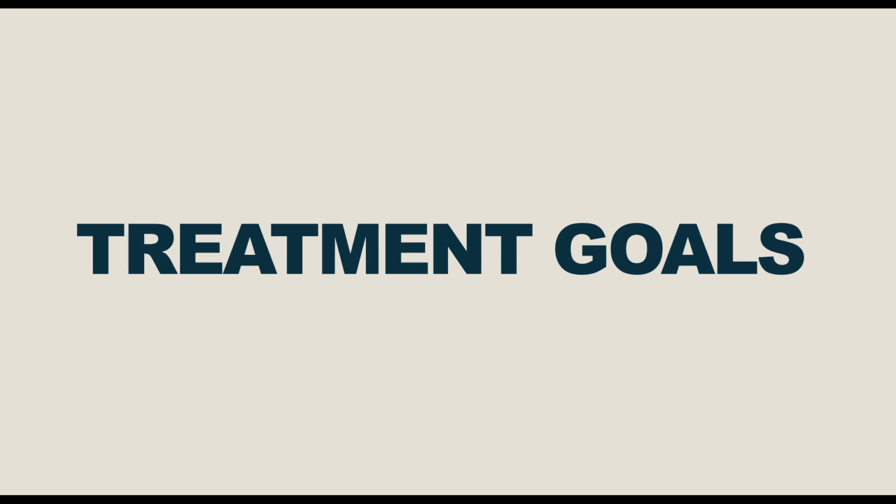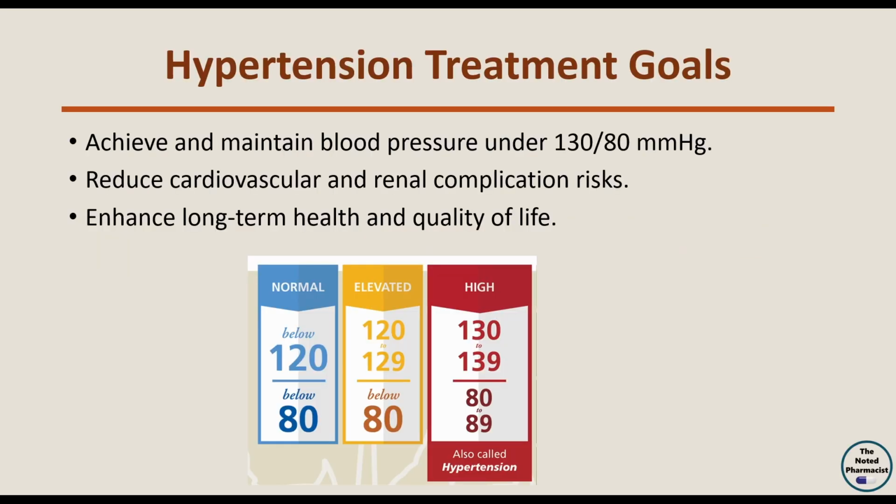The primary goal of pharmacological management of hypertension is to achieve and maintain target blood pressure levels, typically below 130/80 mm mercury for most patients. This reduces the risk of cardiovascular and renal complications, leading to improved long-term health outcomes and quality of life. The ideal blood pressure should be below 120/80 mm mercury in normal individuals.